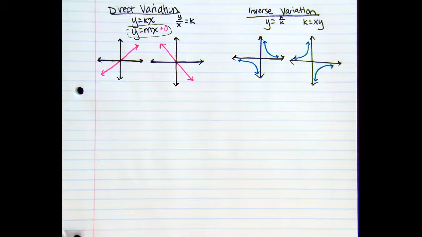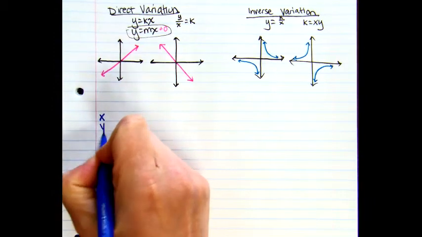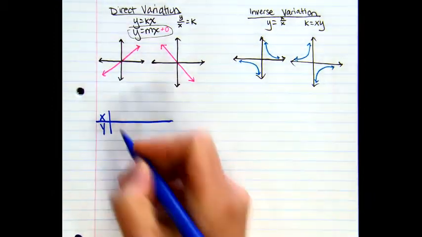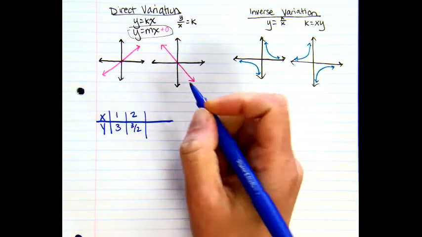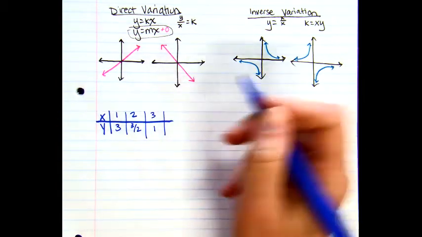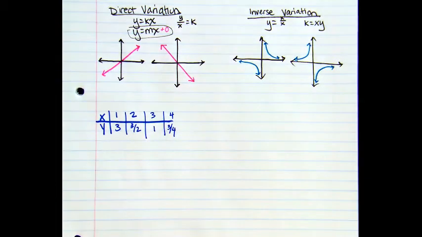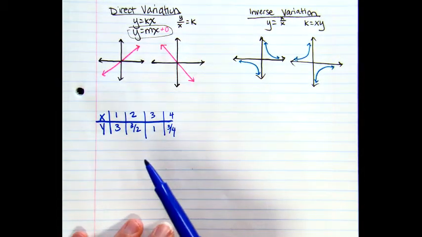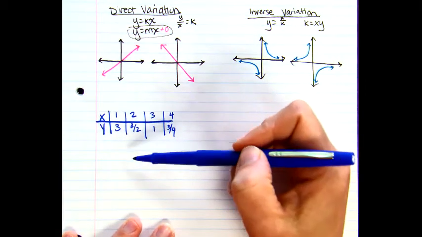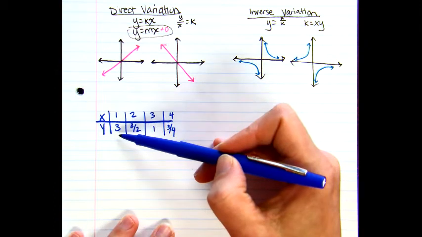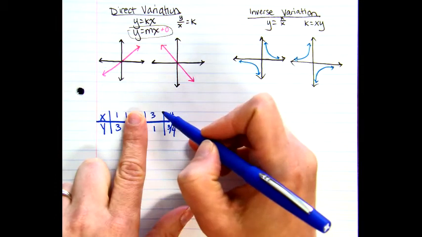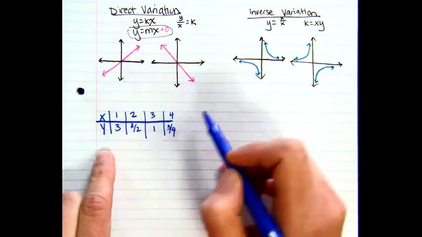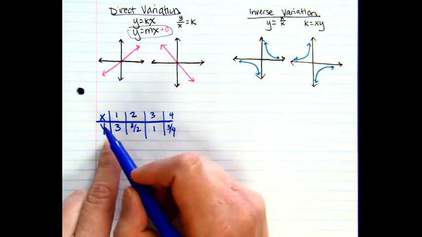So we can do a couple of examples here. If I have a table, 1, 3 is a point, 2, 3 halves, 3, 1, 4, 3/4. The first thing I want to do is check to see if the ratios are constant, because that tends to be the easiest thing to do. This ratio of x over y is 1/3. I'm going to skip this one because it has a fraction. This ratio is 3 over 1. So these are obviously not going to be direct variation. Direct is out of the picture.